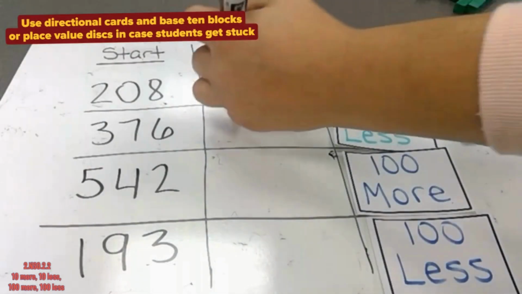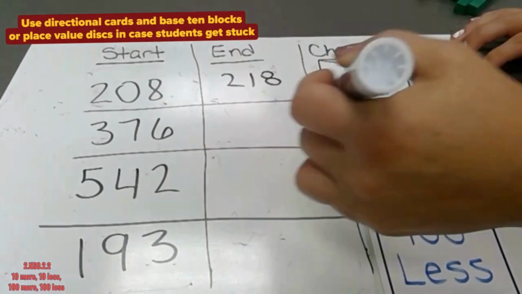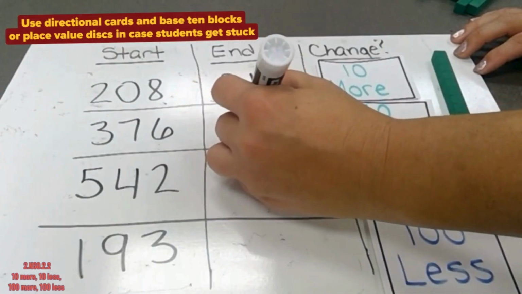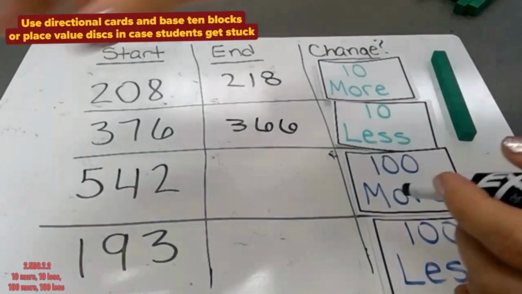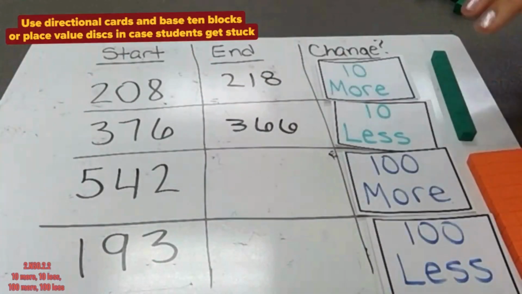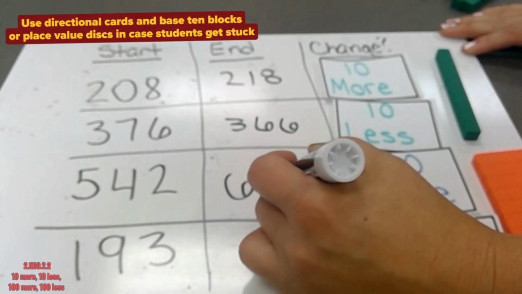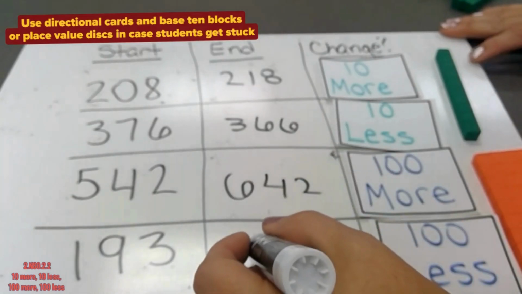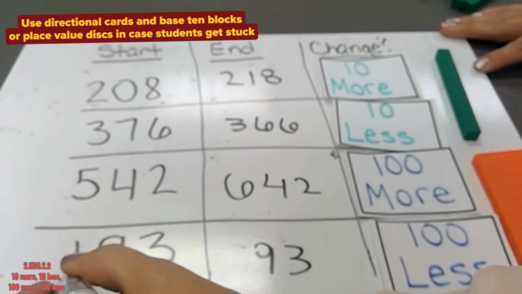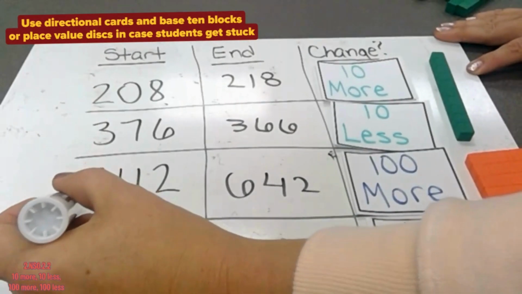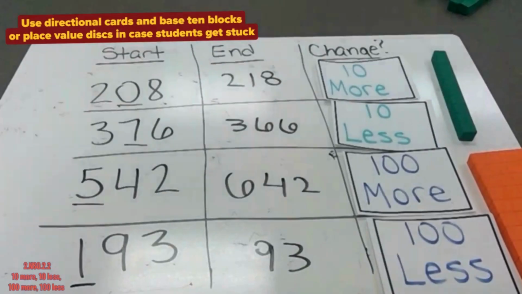And finally, we can use directional cards and base 10 block visuals in case students get stuck by organizing their thinking into a table. We've given them a start number. They have to figure out the end number given the change that needs to occur. Once students have completed the task, we can go back through and have a conversation about which digit in the original number was affected compared to the end number that they got. This will help later with comparing and contrasting numbers.